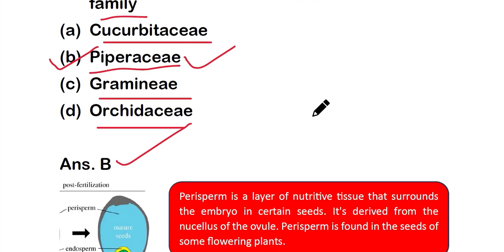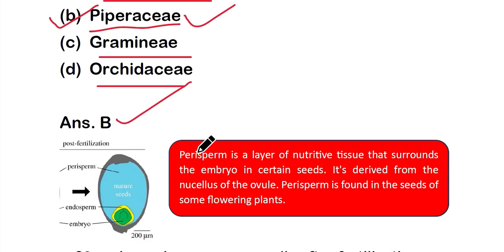So what is perisperm? Perisperm is a layer of nutritive tissue that surrounds the embryo in certain seeds. It's derived from the nucellus of the ovule. So perisperm is found in the seeds of some flowering plants. Here this one is the perisperm, which is a nutritive tissue.